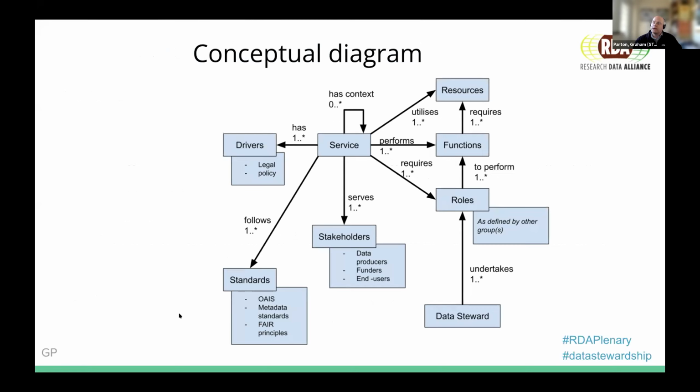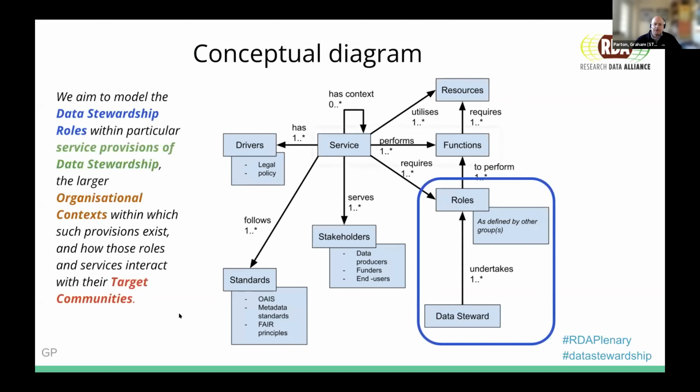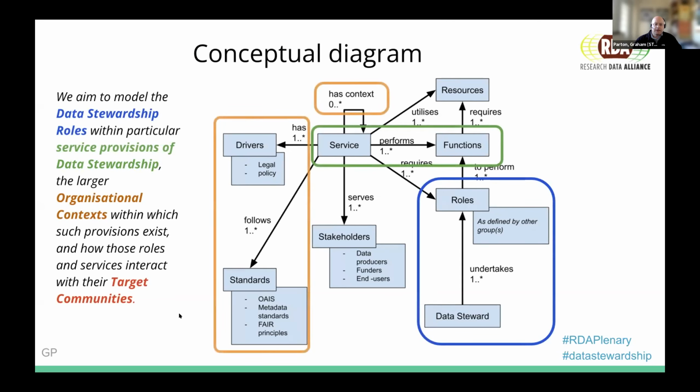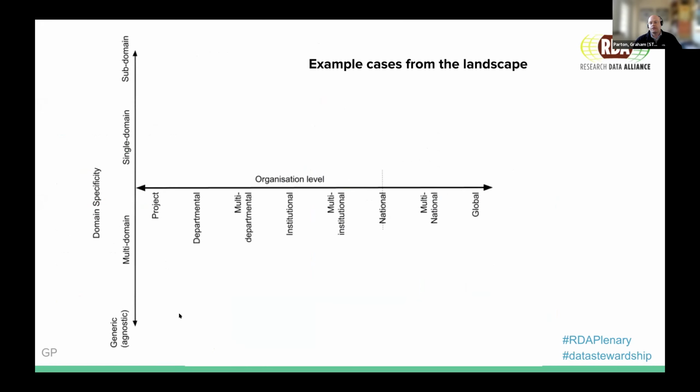Around all the conversations that we've had over the past couple of years, we landed on this conceptual diagram to help us think about things. We aim to model the data stewardship roles within particular service provisions of data stewardship, and the larger organizational contexts within which such provisions exist, and how those roles and services interact with their target communities. Going from that conceptual diagram, we then started doing an example landscape scan, just from the cases that we were aware of within the task group.